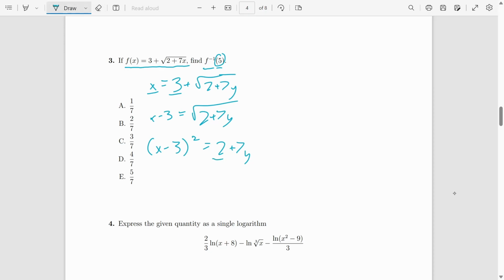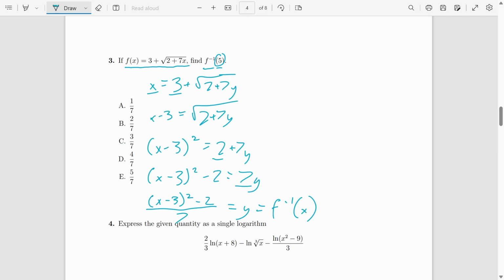Okay, and now I think we should subtract 2 from both sides. So this is (x minus 3) squared minus 2 equals 7y. And now divide by 7 on both sides. So this is now ((x minus 3) squared minus 2) all over 7 equals y, which is what we were looking for originally, f inverse of x.